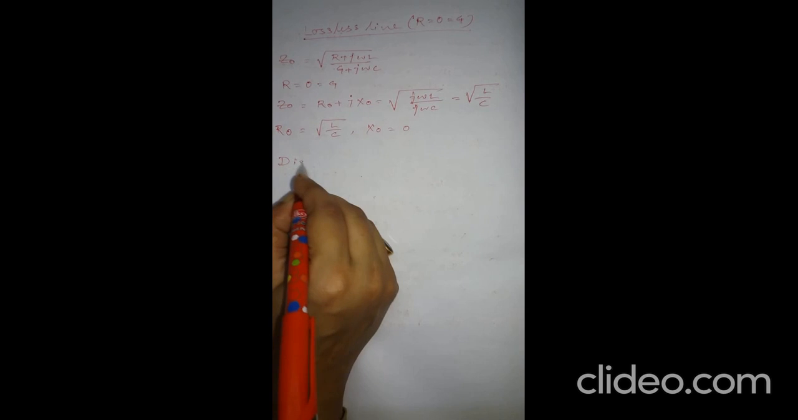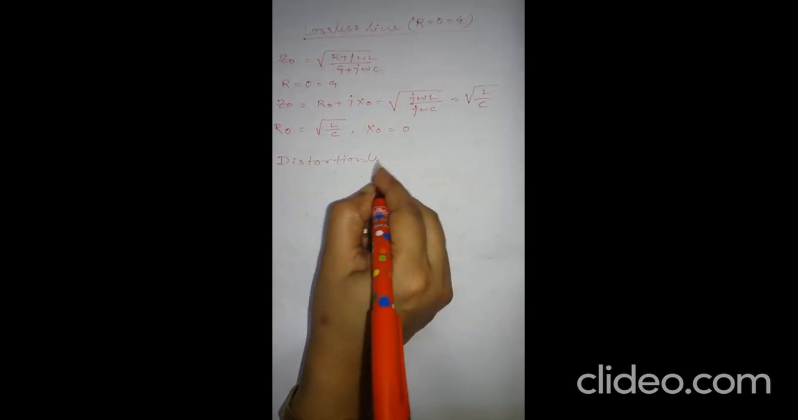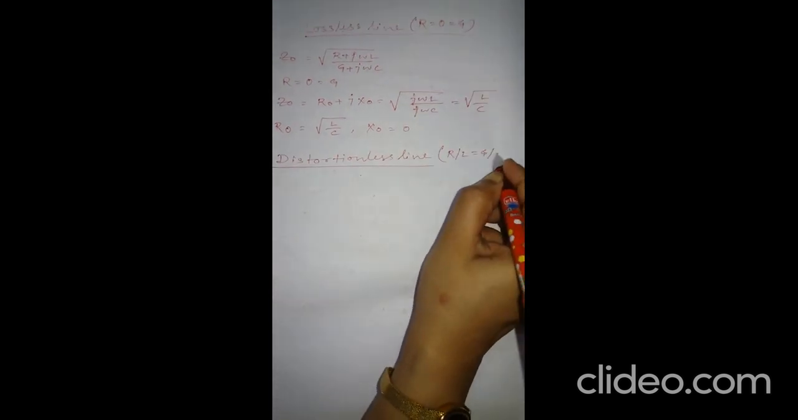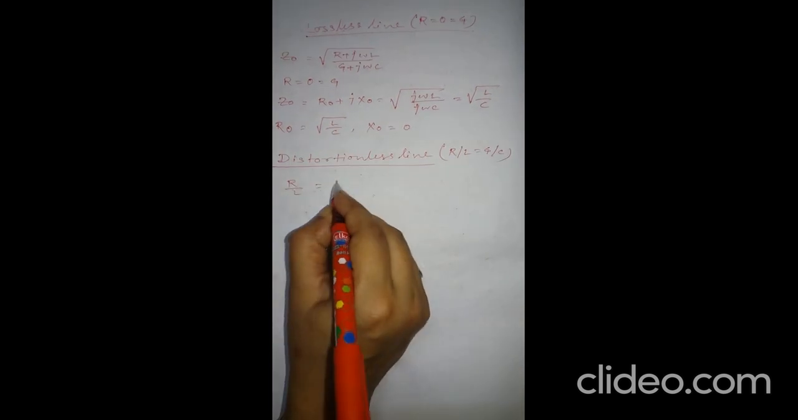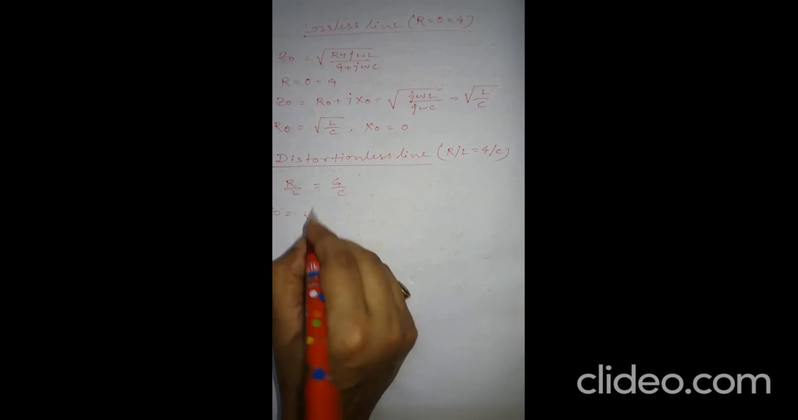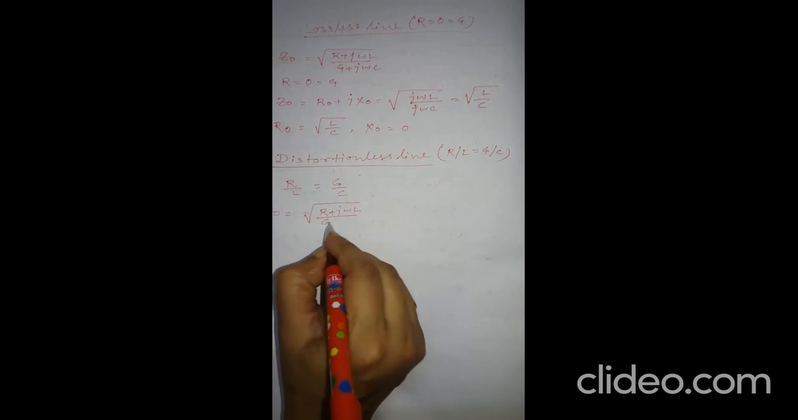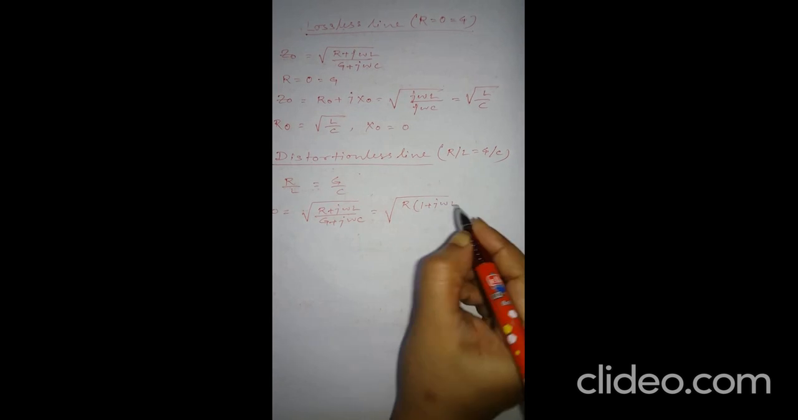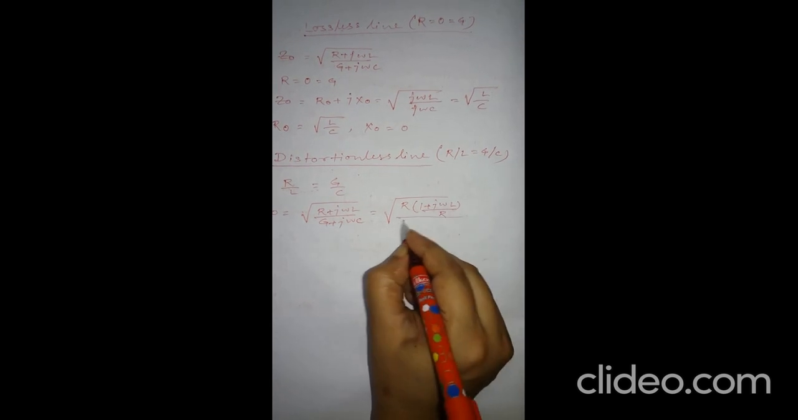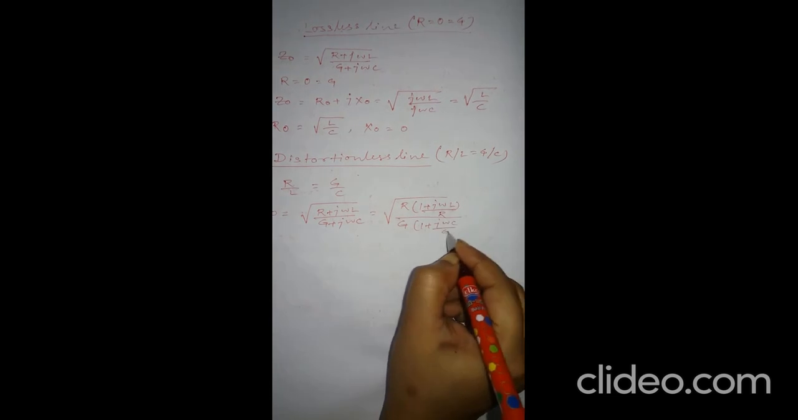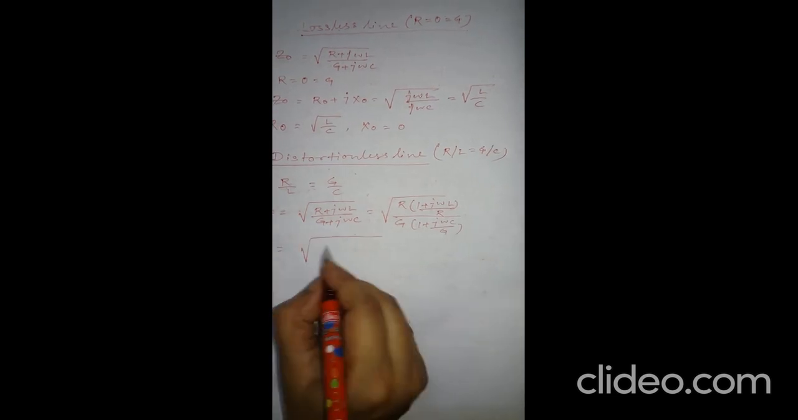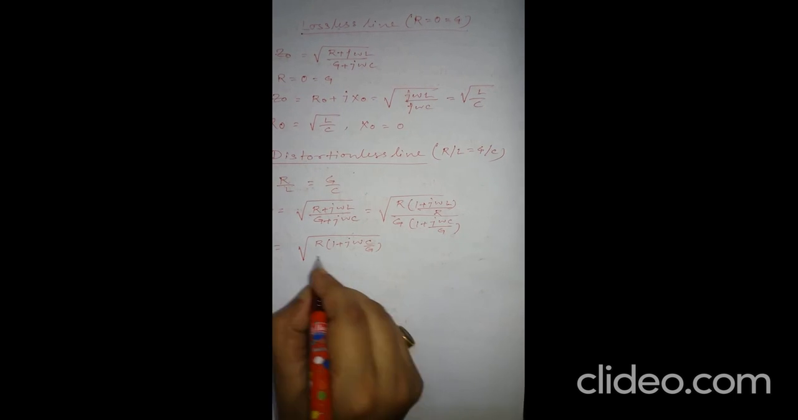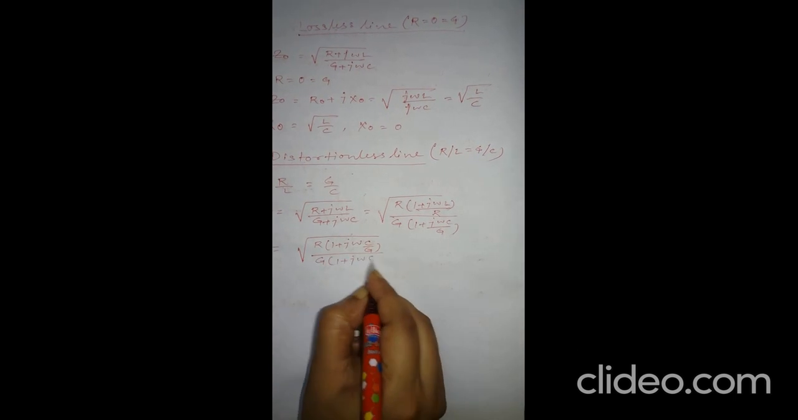Now the second one is a distortionless line. The condition is R by L equal to G by C. So I can write R by L equal to G by C. Or Z0 equal to root over (R plus j omega L) by (G plus j omega C). Or we can write R into (1 plus j omega L by R) over G into (1 plus j omega C by G). Or R (1 plus j omega, we can write L by R, that is equal to C by G) over G (1 plus j omega C by G).